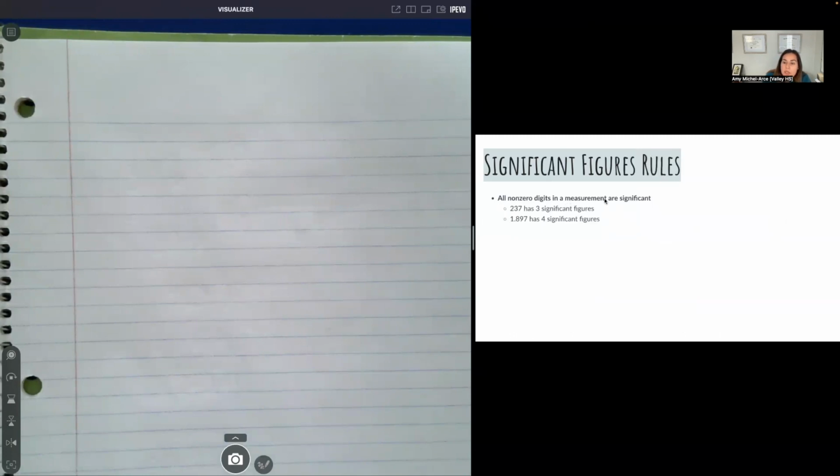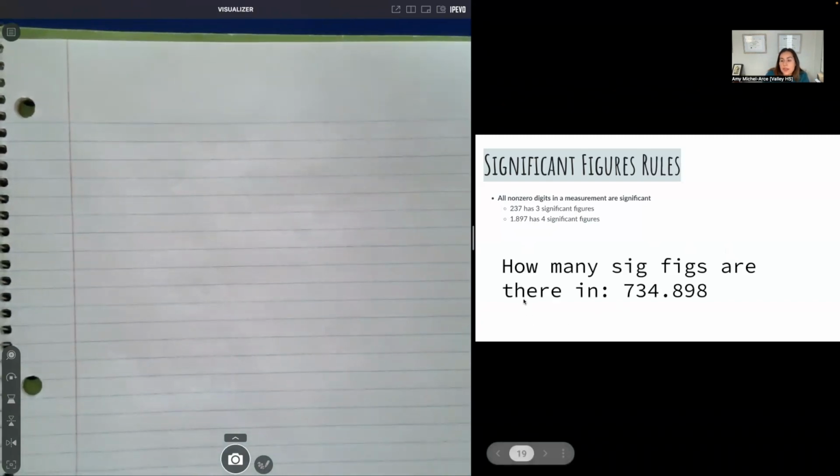All non-zero digits in a measurement are significant. This is the first significant figures rule. All non-zeros, meaning all numbers that are not 0, are significant, meaning 1, 2, 3, 4, 5, 6, 7, 8, 9 are all significant, always. So 237 has 3 significant figures because the 2, the 3, and the 7 are all significant. 1.897, it doesn't matter that some of those are decimal places. It's still 4 significant figures because they're all not zeros.